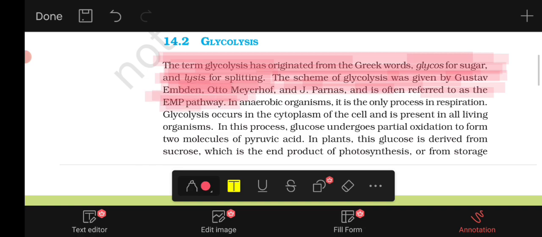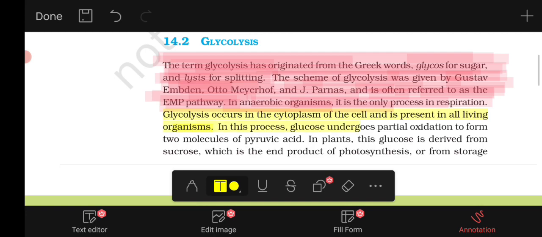In anaerobic organisms, it is the only process of respiration because they don't require oxygen, and glycolysis also doesn't require oxygen. It takes place in the cytoplasm. It does not require organelles either. So it is the only mode of respiration in anaerobes. Glycolysis occurs in the cytoplasm, and it is present in all living organisms.